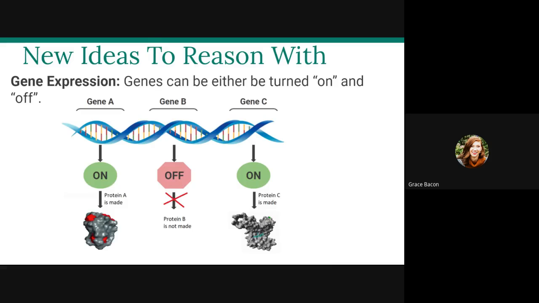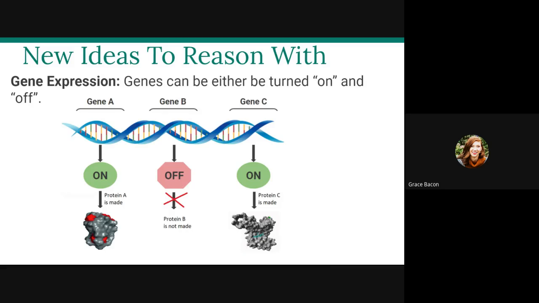And then the last piece to think about and to reason with is the idea that we have all of these genes, but there are things that can allow them to be turned on or turned off, like a light switch. So if a gene is turned on, then the protein that it codes for will be made. So if gene A codes for protein A and that gene is turned on, then gene A will make protein A and protein A will be formed. If gene B, the second section of the DNA, codes for protein B, but it's turned off, then that section of the DNA is not read and that protein is not made.